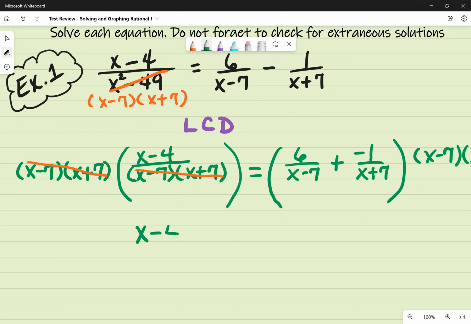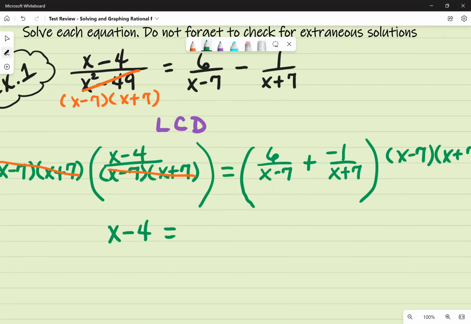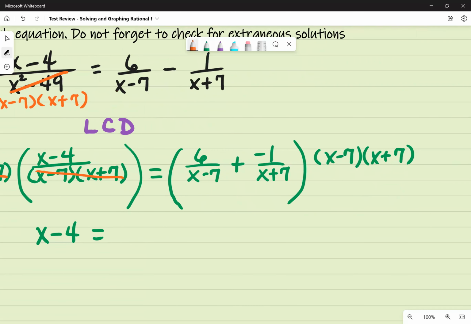So for this first fraction, I have x minus 4 that's left over in the numerator. If I go to the other side, I'll notice that I do have an x minus 7 and an x minus 7. Yes, both of those look the same. However, I'm still left with that x plus 7. So what I want to do with that is I want to multiply it times what's already shown in my numerator of that first fraction. So that's going to give me 6x plus 42. So 6 times 7. And then I want to do the same thing with the second fraction.